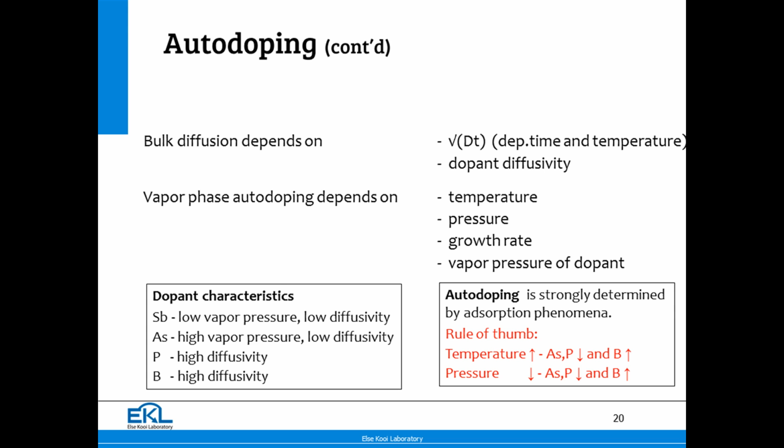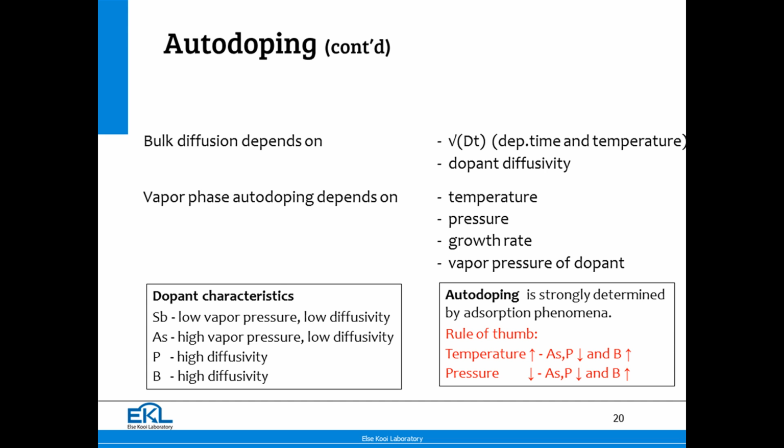Arsenic, high vapor pressure, is terrible. Phosphorus is slightly better, and boron has a very high diffusivity, so the moment boron reaches the surface it tends to diffuse into the surface and there's no way to remove it anymore.